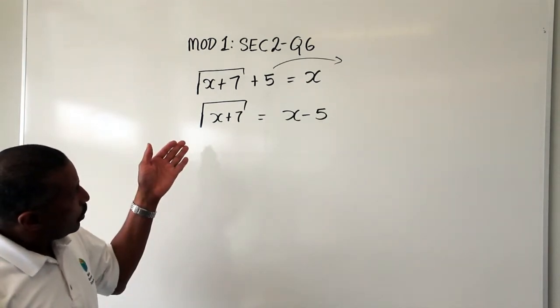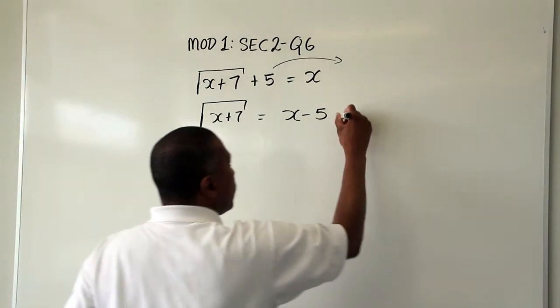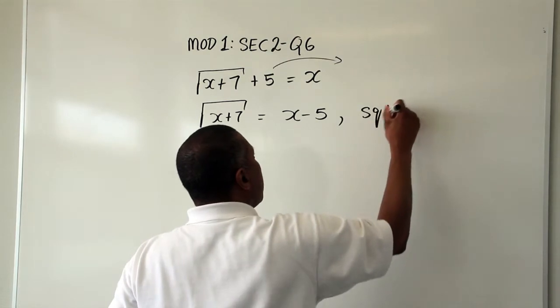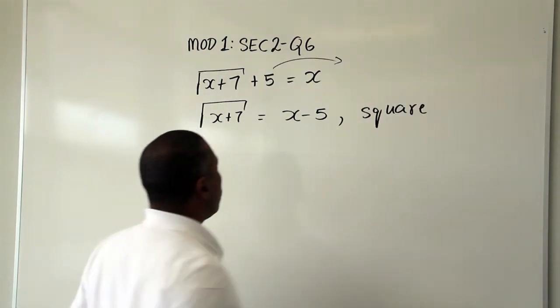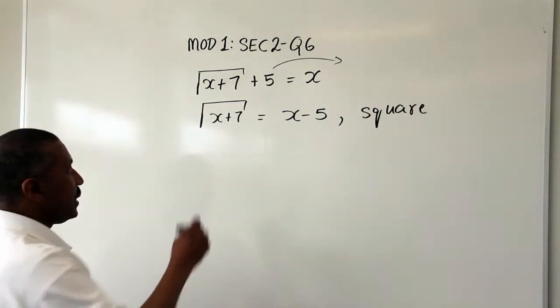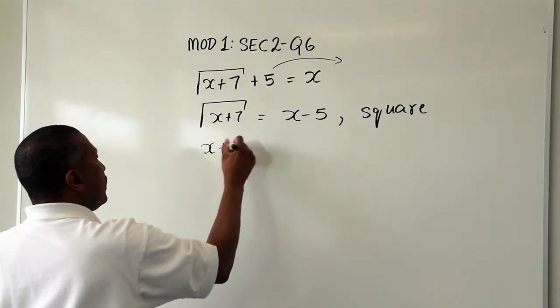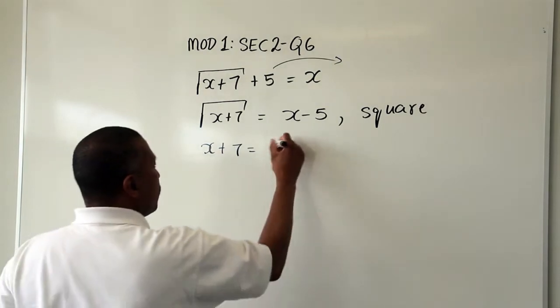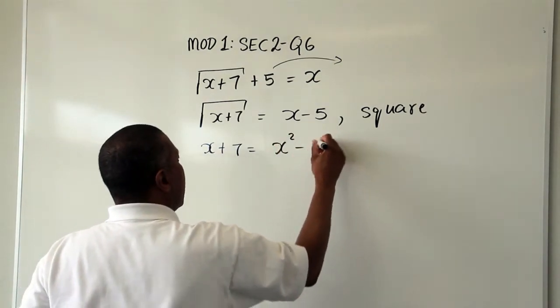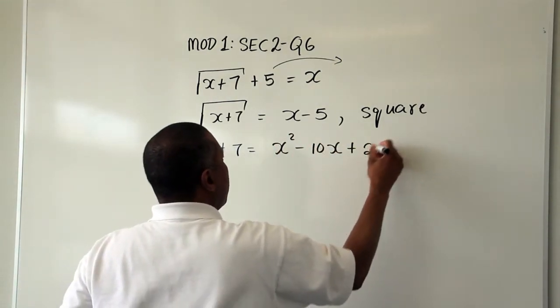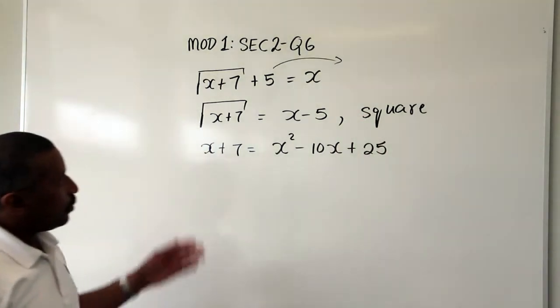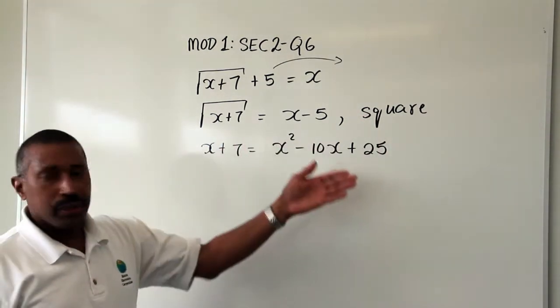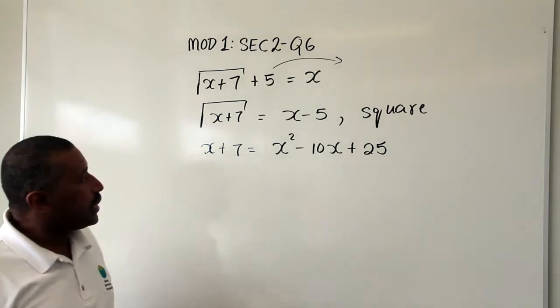To make the root disappear, what we'll have to do is square both sides. On squaring both sides, what we would get is x plus 7, and you should know your trinomial square. This will give you x squared minus 10x plus 25. We then have to group terms so that we end up with a quadratic.